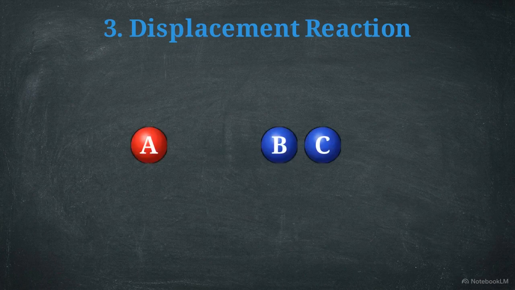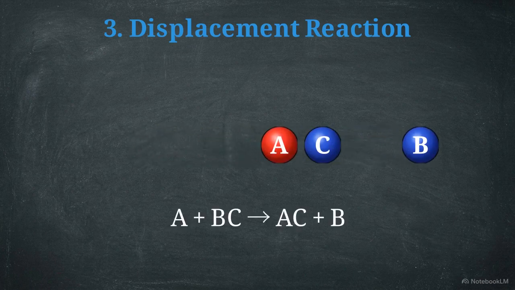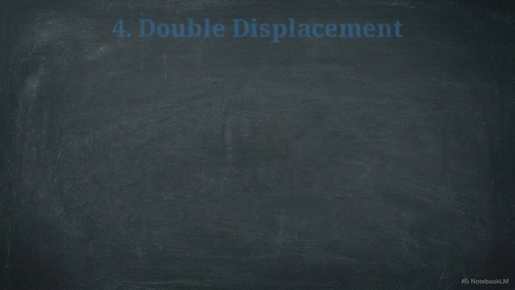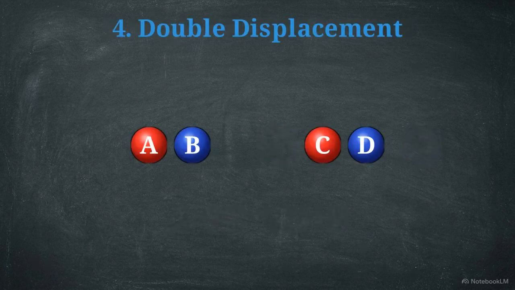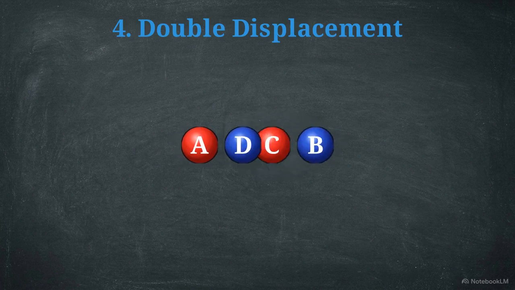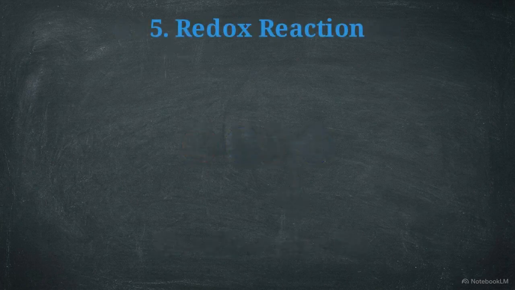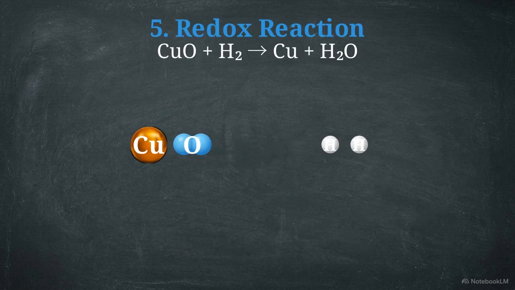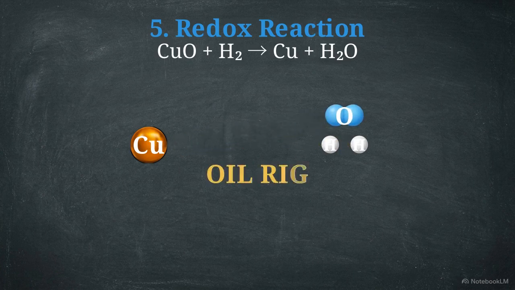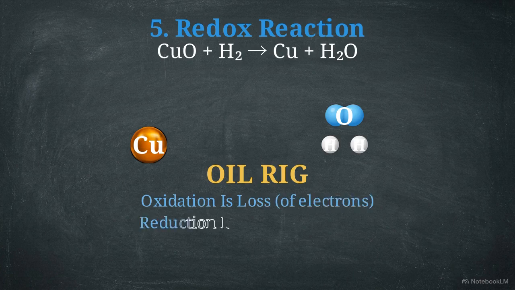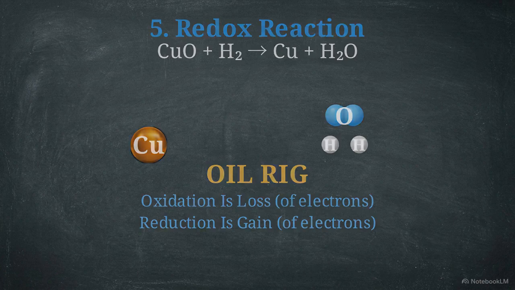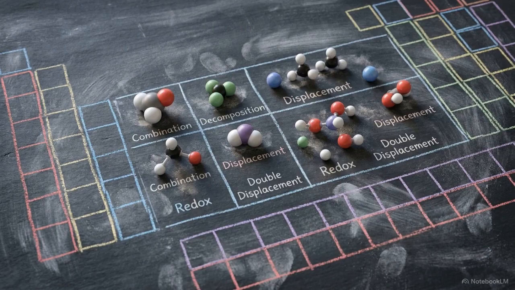Third is a displacement reaction. A more reactive element displaces a less reactive element from its compound and takes its place. Fourth is the double displacement reaction. 2 compounds exchange their ions. This often results in the formation of a precipitate, a solid that separates from the liquid. Finally, the redox reaction involves oxidation and reduction happening at the same time. Remember the acronym OIL-RIG. Oxidation is loss of electrons or gain of oxygen. Reduction is gain of electrons or loss of oxygen. These 5 patterns provide a systematic way to categorize and solve complex exam questions.